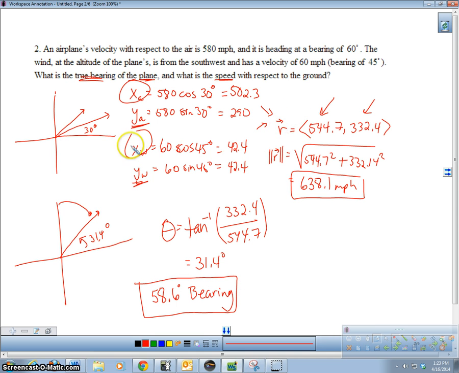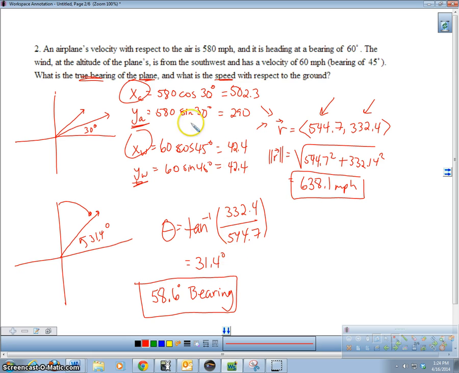It doesn't matter how many of these vectors. I could add another wind. I could have planes. I could do this all over the place. And it's just the same thing every time. Take one vector, find the x and y. Take another vector, find the x and y. You could take another vector, find the x and y. Add all the x's together, add all the y's together. And then once you have the resultant, you just do this stuff here.